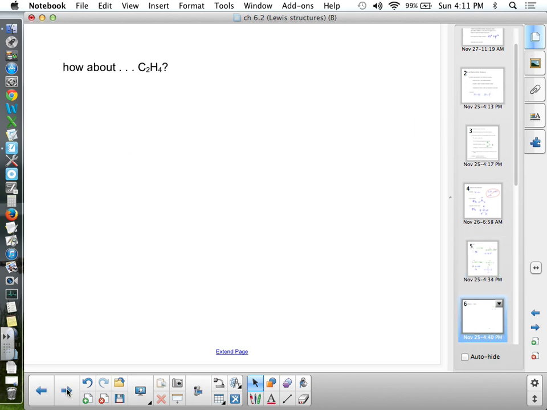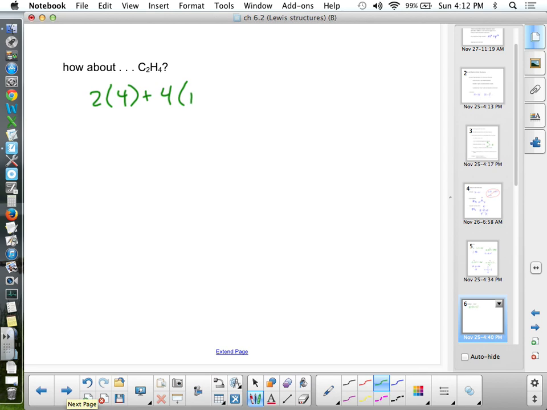What about a molecule that has the formula C2H4? Well, this is going to be a little bit more complicated, but we can apply the same principle. Each of the 2 carbons has 4 valence electrons. Each of the 4 hydrogen atoms has 1 valence electron. 2 times 4 is 8 plus 4 is 12 electrons.